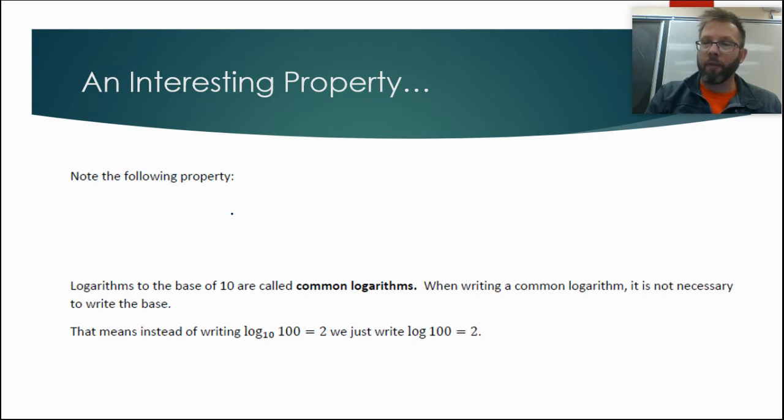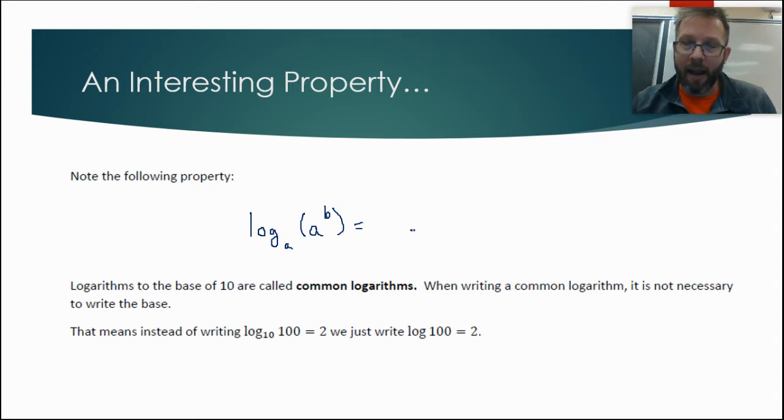There's an interesting property that we're going to look at a little bit later. And it's the following. If I have the log of some base a to some power b, what is this equal to? Well, think about what that is saying. What that is saying is my base a to some power gives me a to the power of b. Well, that would just be equal to b. A to the power of b gives me a to the power of b.